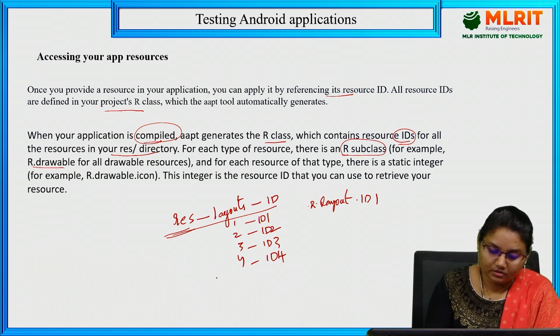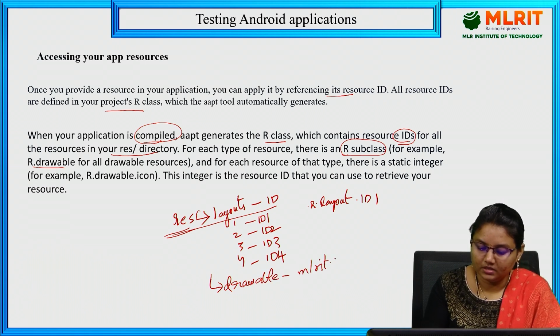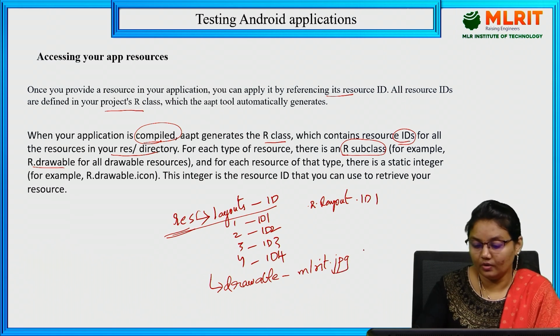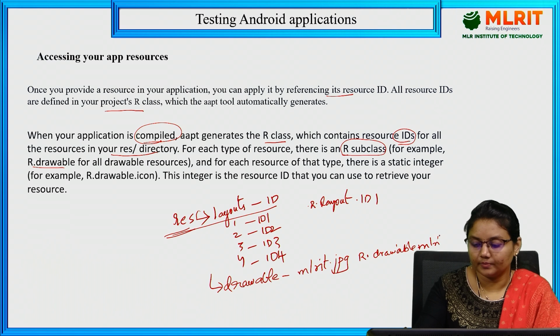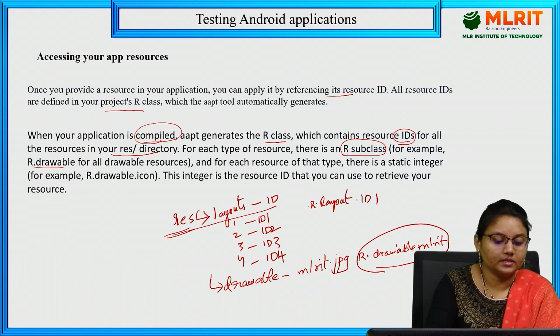Like resources, you will also have layout or you will also have drawable folder. Suppose in drawable, if I keep MLRIT.jpg. Now, how do you extract this? How will you give it? You have to give R.drawable.mlrit. It will be accessing this particular image and it will deploy into your application. So, that's a resource directory.